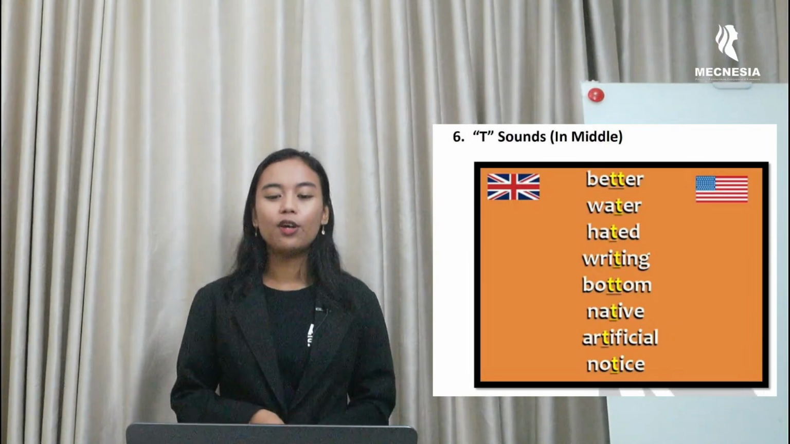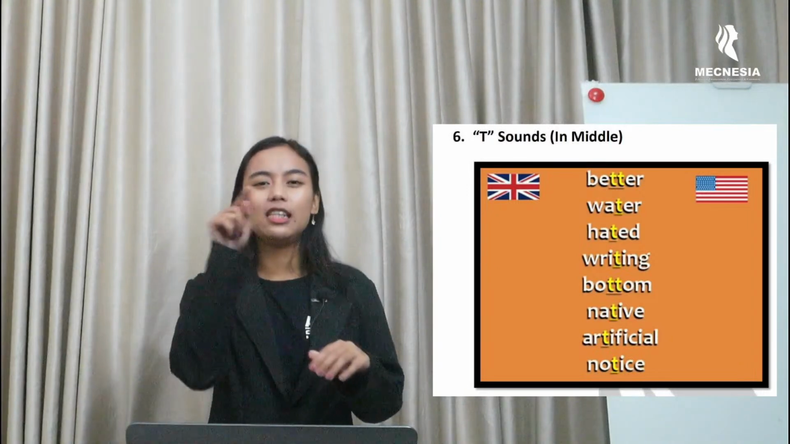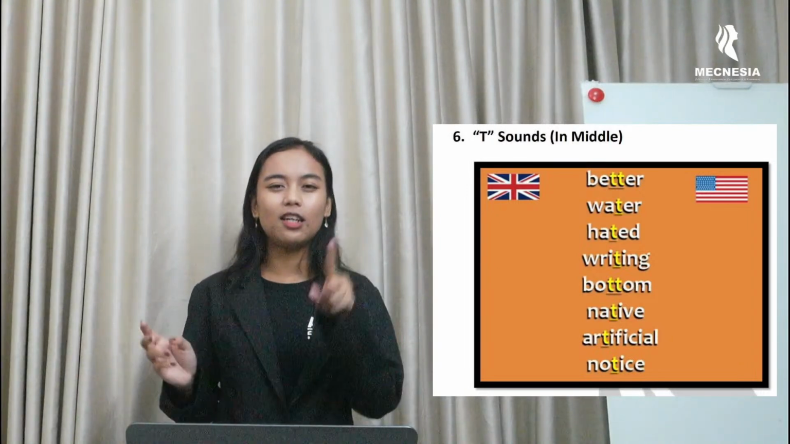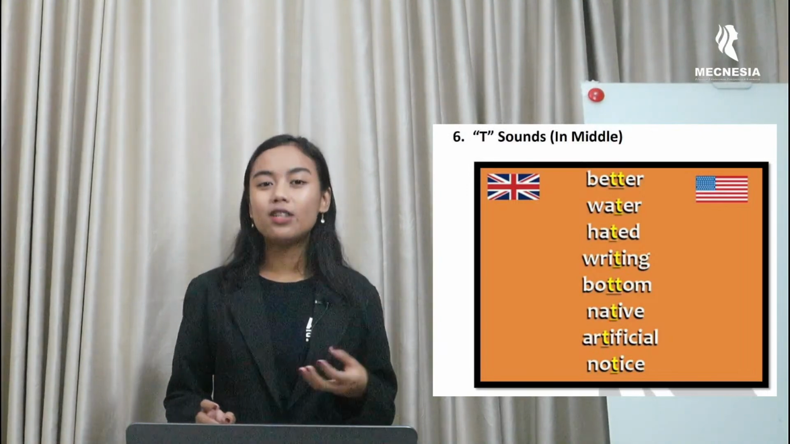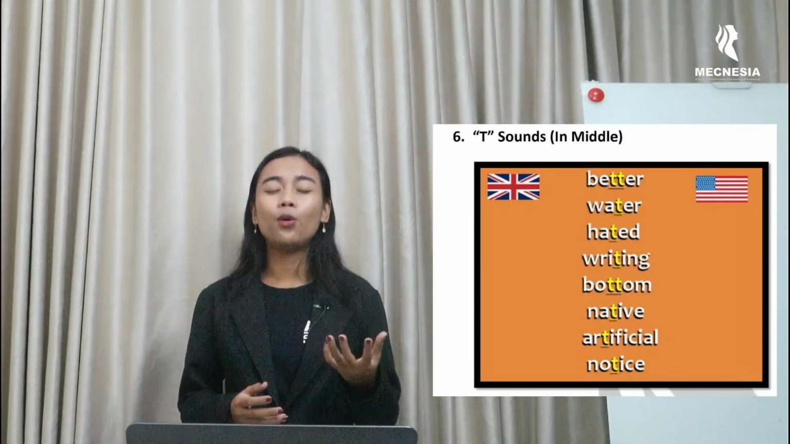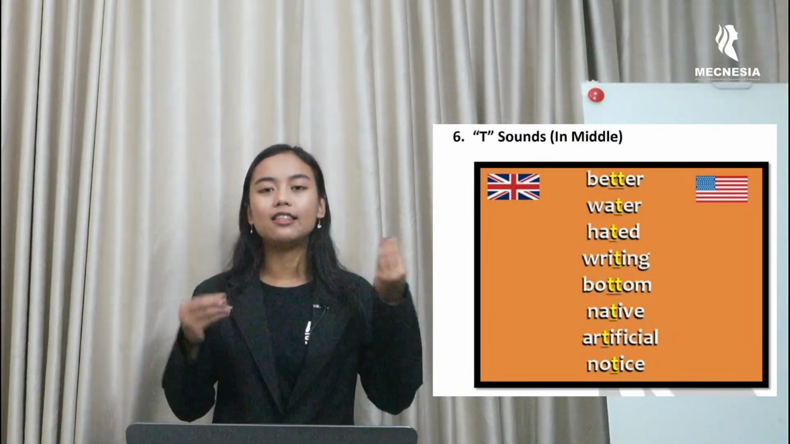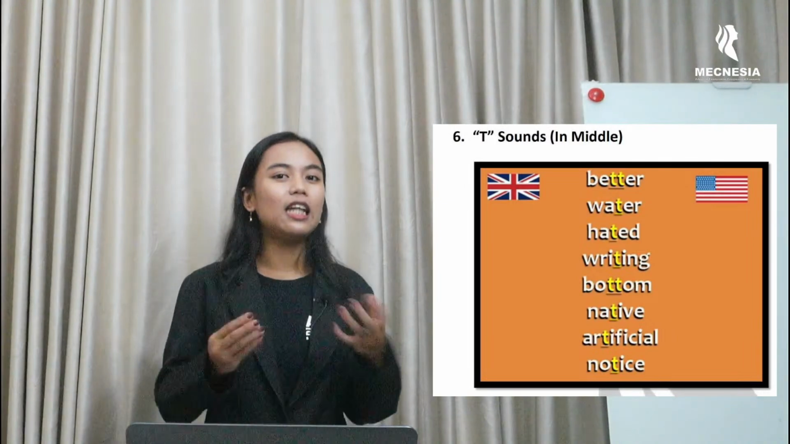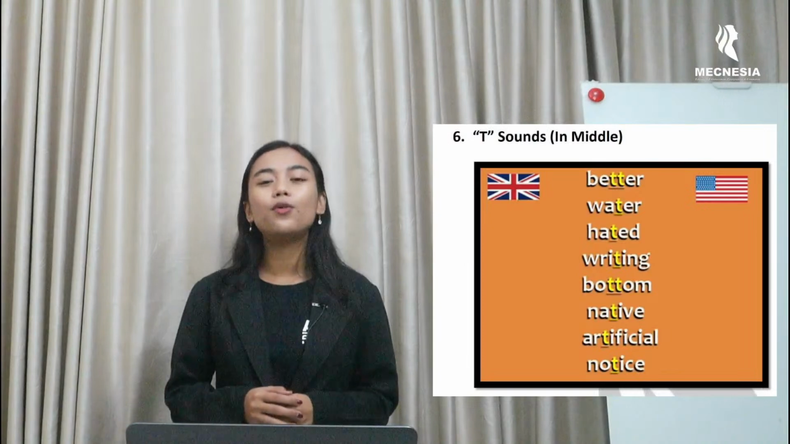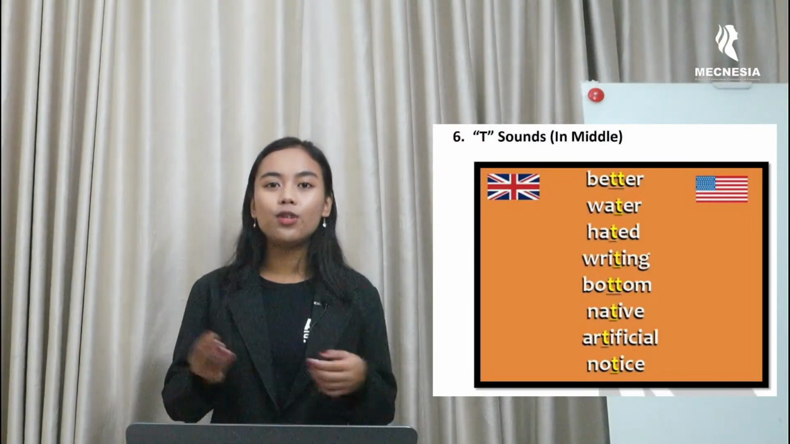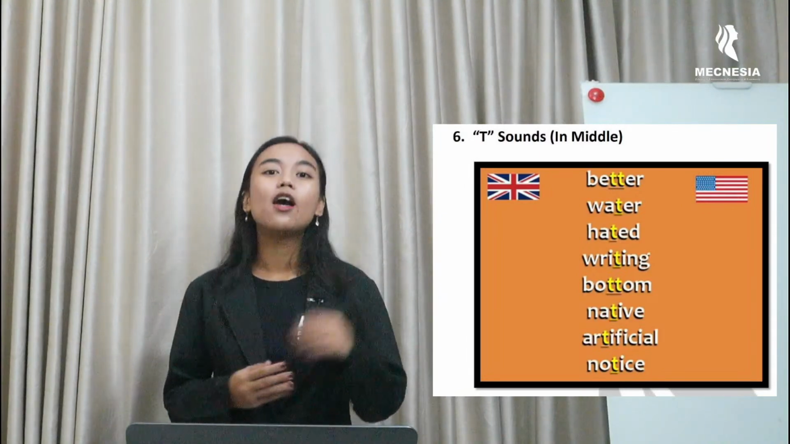We have notice. So, in British English, we have the T pronounced as T. T-nya tetap dibaca sebagai T. Notice. In American, we pronounce the T as D. Di American English, T-nya kita ganti pakai D. Notice.